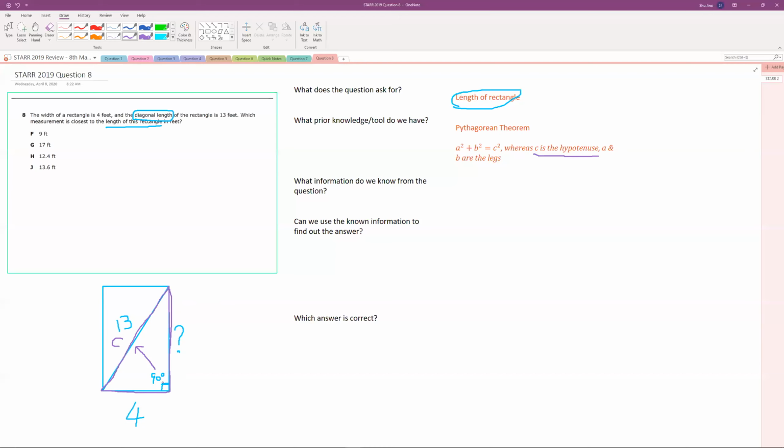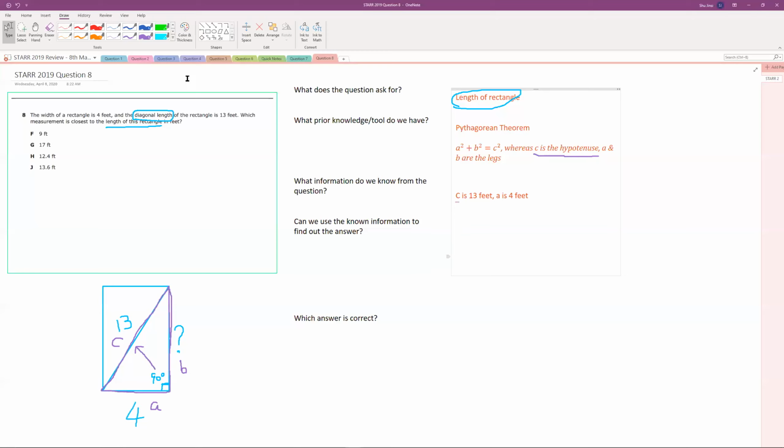And a and b are the two legs. So this width and this length are the two legs. So this can be a and this can be b. Remember, a and b are interchangeable. You can say 4 feet is the a and the other side is the b, it's fine. So now we have this a, b, and c, and we know because of the Pythagorean theorem, a squared plus b squared equals c squared. So we know c is 13 feet, while a is 4 feet. Now we can go ahead and solve this problem.